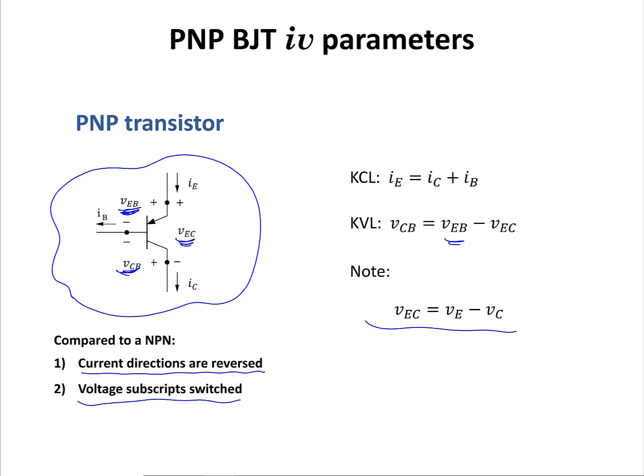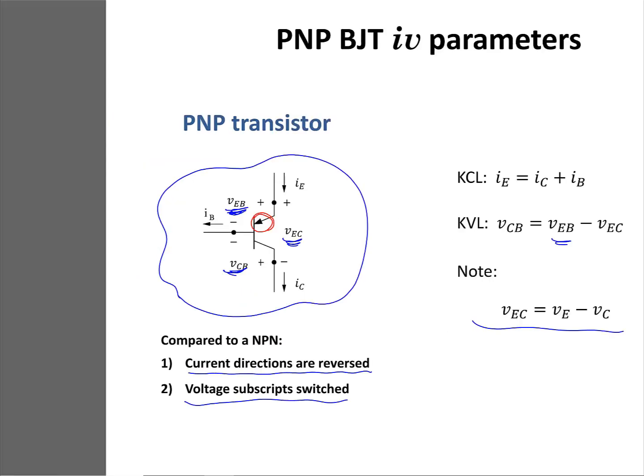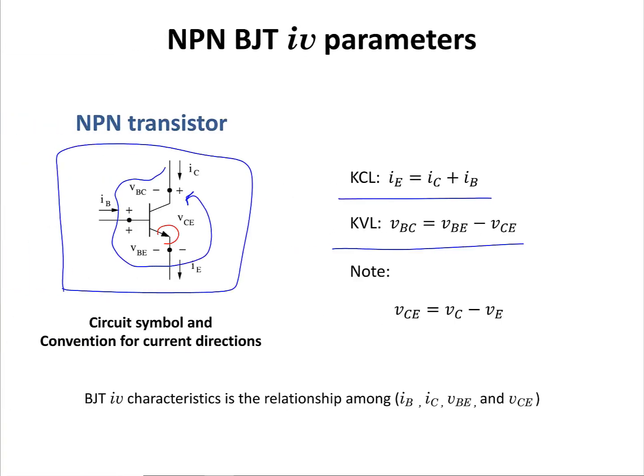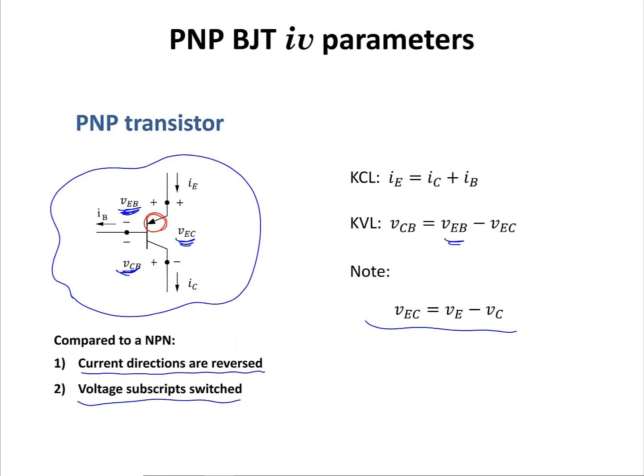The arrow in both PNP and NPN transistors is on the emitter terminal. So this is the arrow for a PNP transistor, and this is the arrow for an NPN transistor. These arrows are always on the emitter. For the case of NPN, the arrow points outside of the device, and for the case of a PNP transistor, the arrow points inside the device.